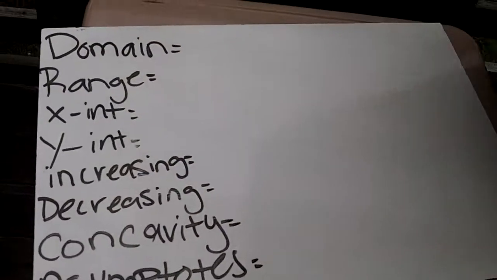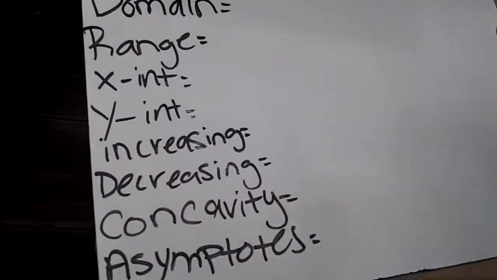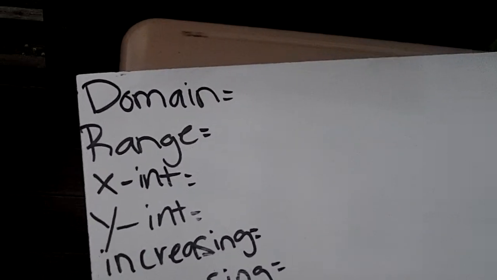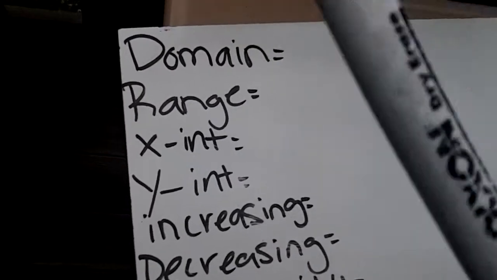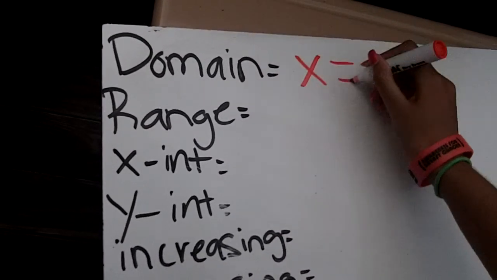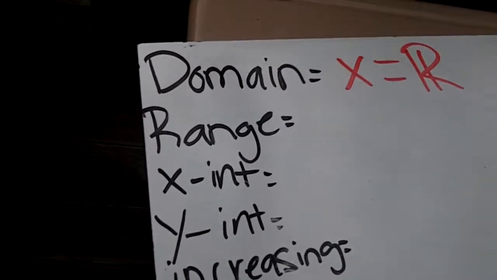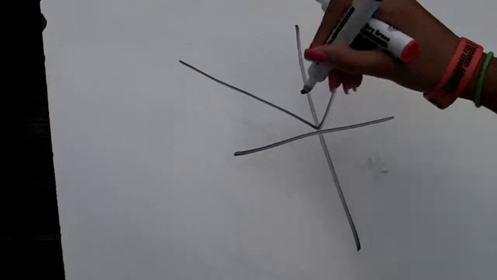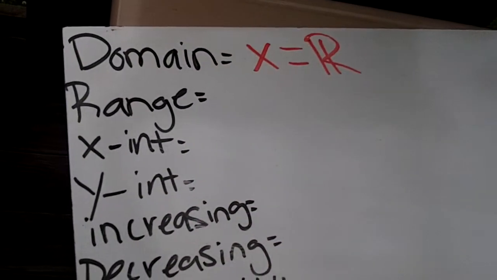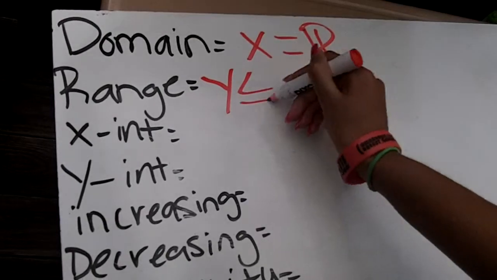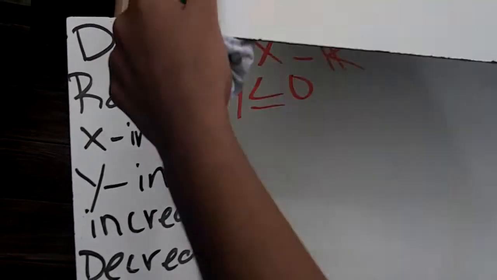And the characteristics of the absolute value of x are x is equal to all real numbers, which that is because it's above the x-axis, and the range is y is less than or equal to 0, and that's because it touches on 0.